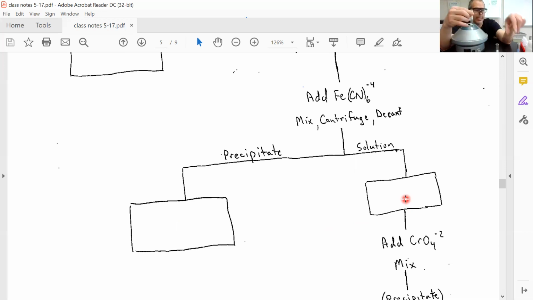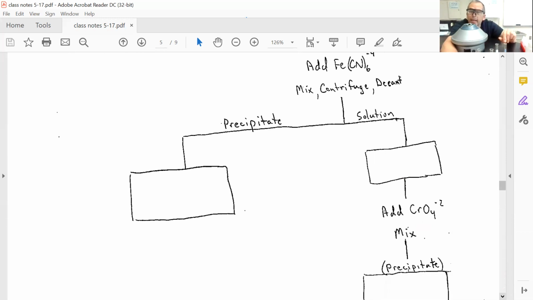We want to make sure it's not just distilled water, so I'm going to do a test with that. I'm going to decant the liquid, which would contain the barium, into one test tube here. And then I'm going to keep the solid, and that would be the zinc compound that I formed there. So now I'm going to add CrO4 minus and mix. And my guess is I'm going to get a precipitate. Let's see where we're at.